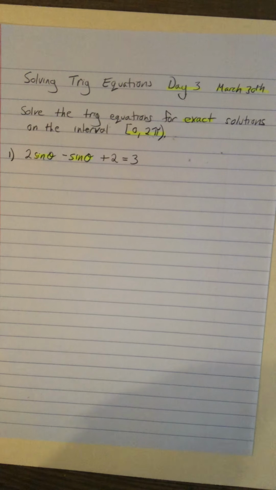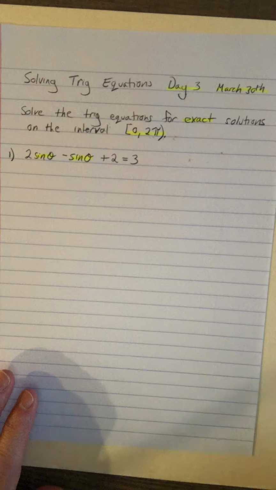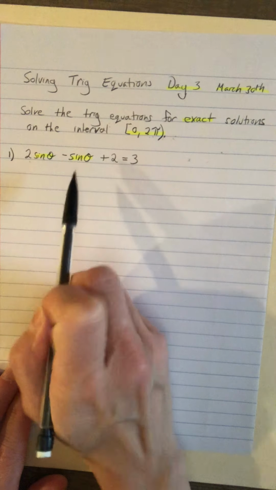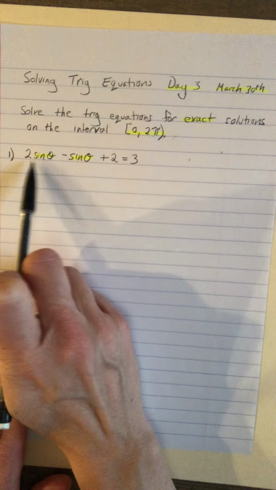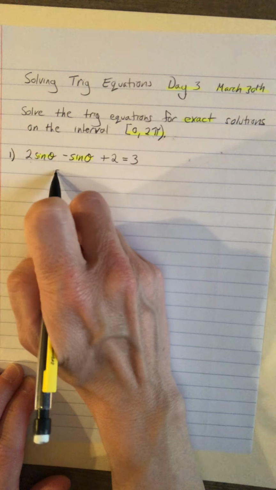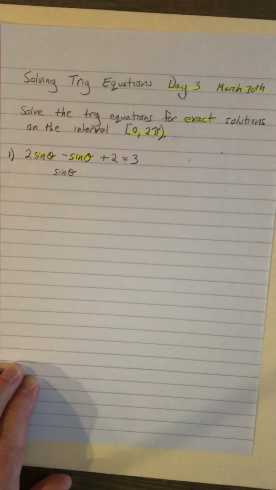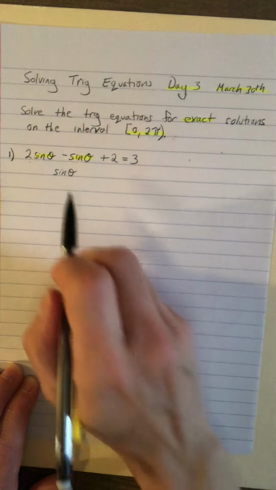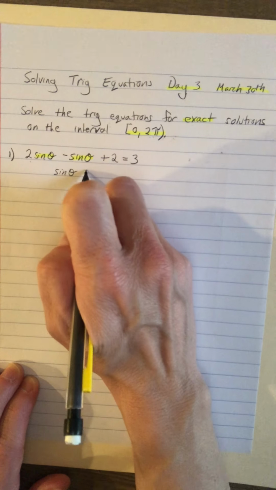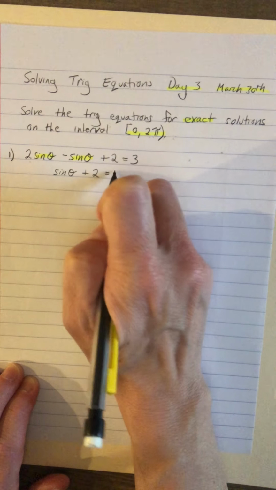Just like 2x and x are like terms, 2 sine theta and sine theta are like terms, meaning we can combine them together. We can add or subtract their coefficients. So 2 sine theta minus sine theta will result in sine theta. I can combine those like terms to get one trig expression. So now I have sine theta, and I just bring down my plus 2 is equivalent to 3.